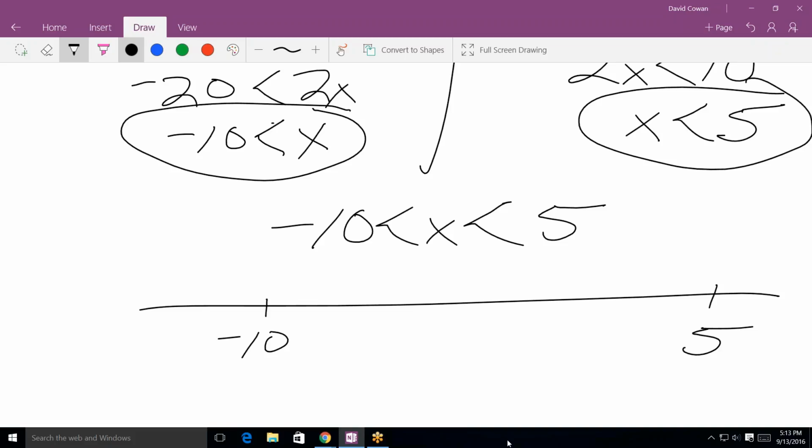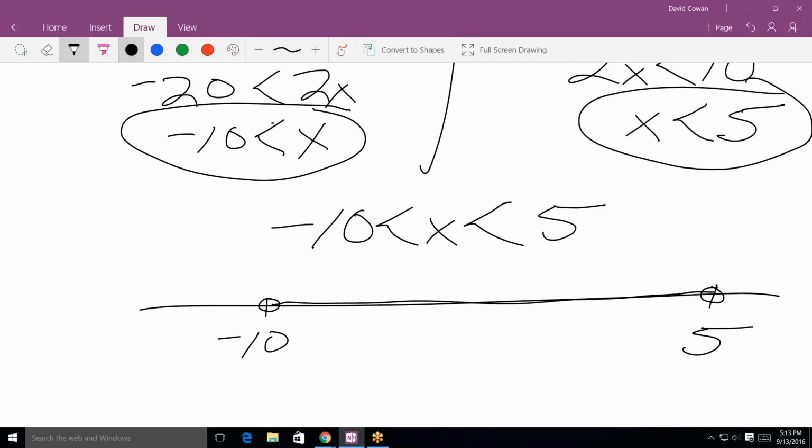Open or closed circle at negative 10? It's going to be closed. And then it's going to go straight up to 5. Open circles always go with these kind of inequalities. Yeah, I said open. Closed circles go with those kind of inequalities. And then they're both open, and it's going to be two open circles connected with a line. Correct. In other words, x is anywhere in between those two numbers.